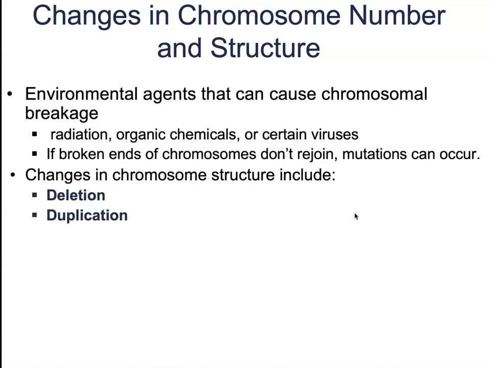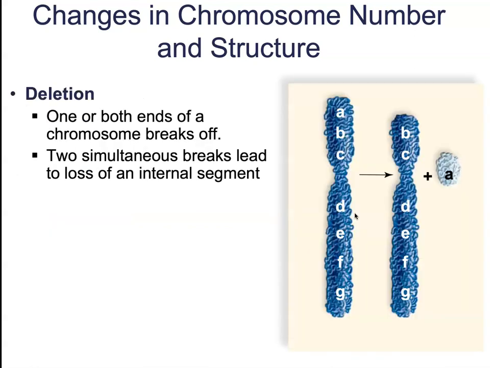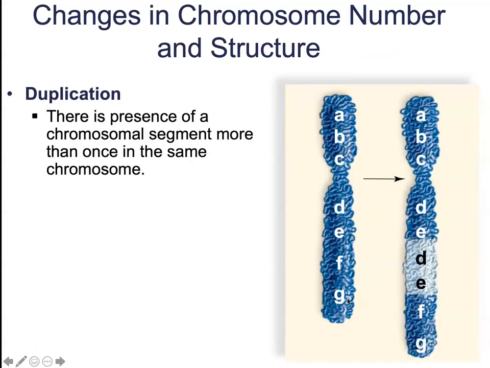A deletion is just when one or both ends of a chromosome breaks off. There could also be two simultaneous breaks that lead to the loss of an internal segment. Duplication is just when we have the presence of a chromosomal segment more than once on the same chromosome. Translocation. We'll go through each one of these. Deletion is when one or both of the ends of the chromosome break off. Two simultaneous breaks could lead to the loss of an internal segment, but we're going to see deletions most frequently at the edges or the tips of a chromosome.